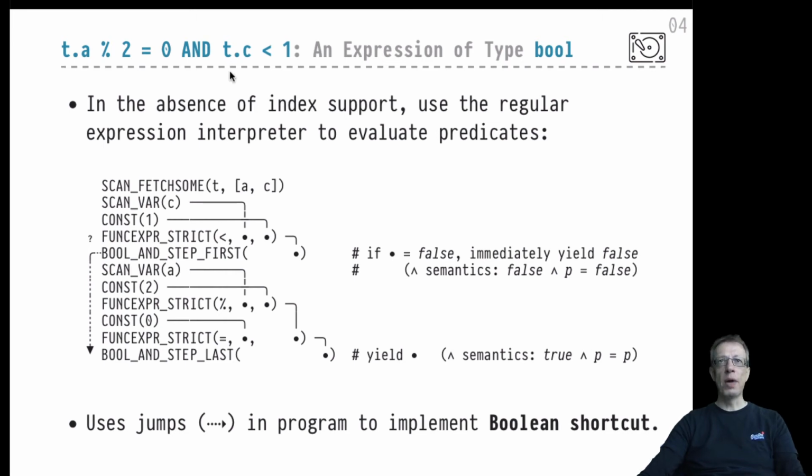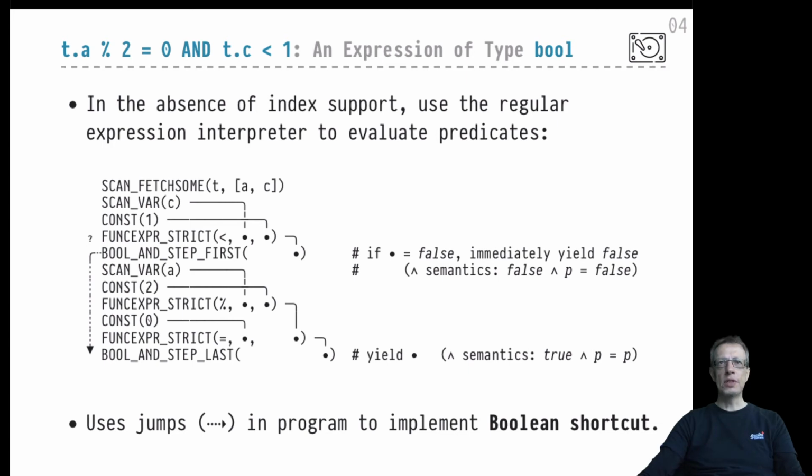The scan fetch sum makes sense, and later on in the program we indeed find accesses to field C and accesses to field A at these points. Makes sense. All right. So evaluating from top to bottom, we would just extract field C and then perform the less than comparison with the literal 1. All right, this already delivers a Boolean value. And you can see that Boolean value would be placed in the argument slot of the bool and step first operator of our interpreter. Bool and step first indeed implements the Boolean shortcut we were hoping for.